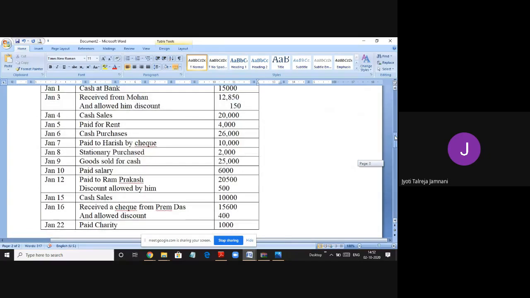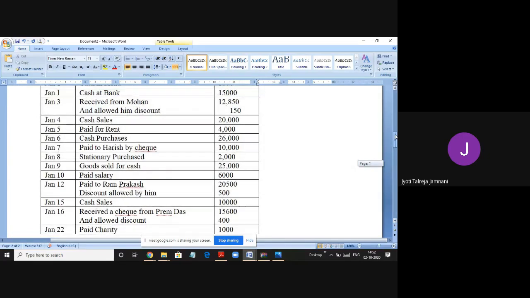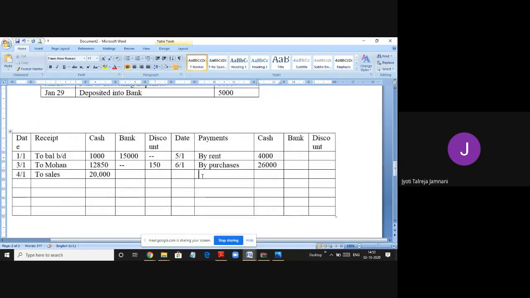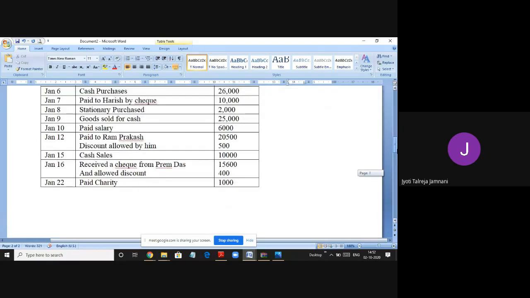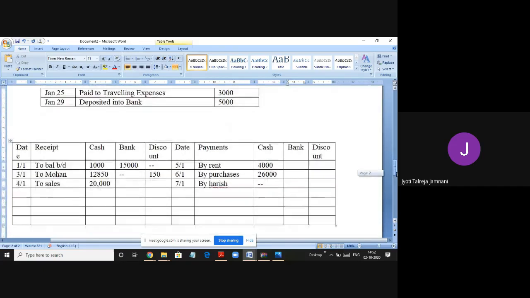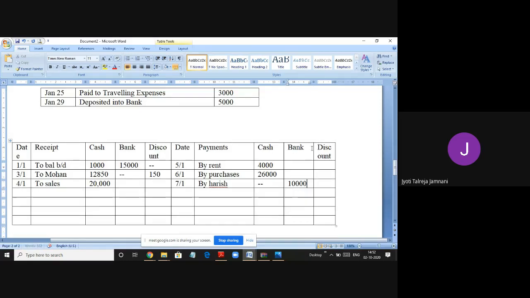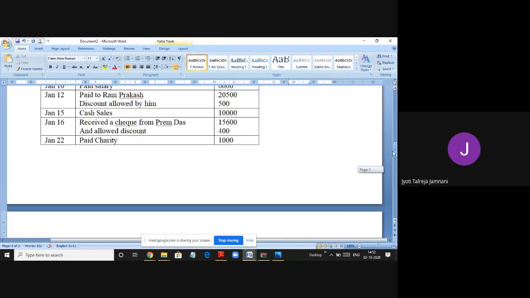Let's see the next after 6th Jan. It is 7th Jan, paid to Harish by check. Paid, so again on the payment side, by Harish, paid by check, so in the bank column the amount is 10,000. We're done with the 7th date entry. Let's go to the next.